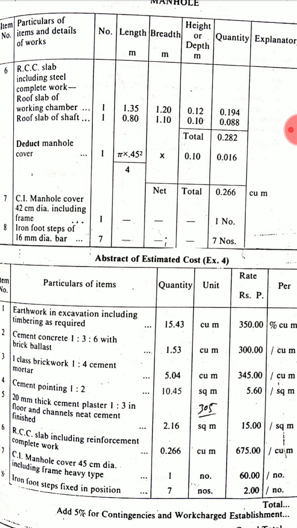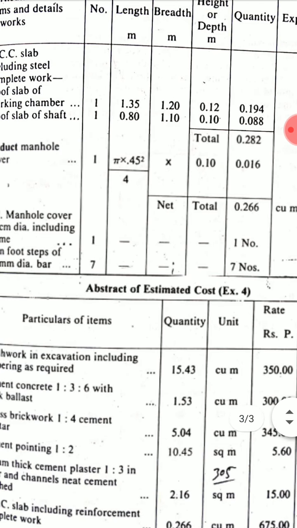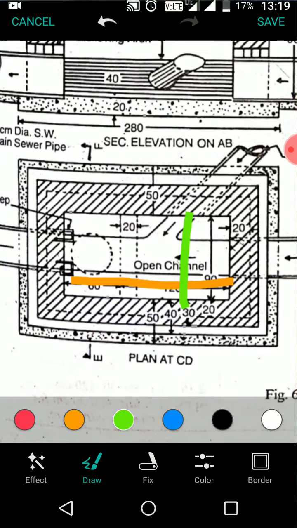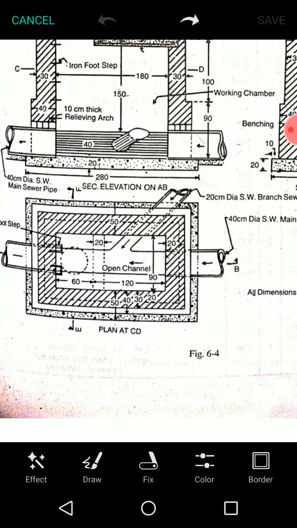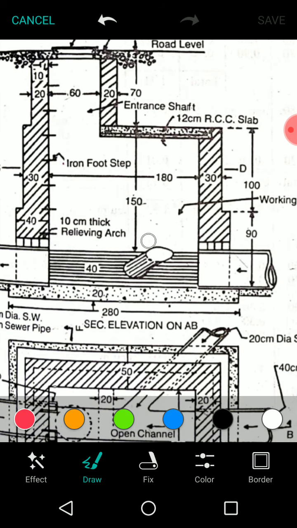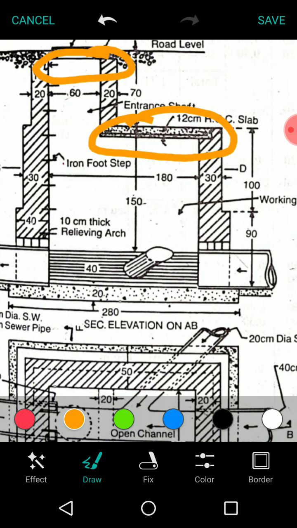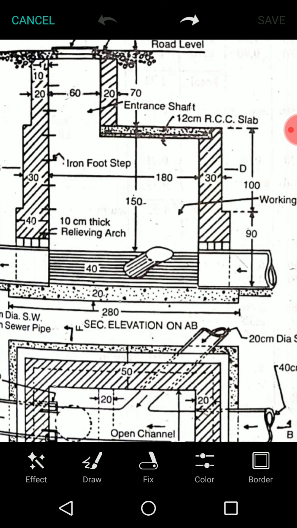Okay, so let us see the dimension of the working chamber's slab: it is 1.35 into 1.2. You can observe in the figure. Here we are getting two slabs, one is this portion and the other one is this portion. Slab for the shaft. How does it come to 1.35 meters?